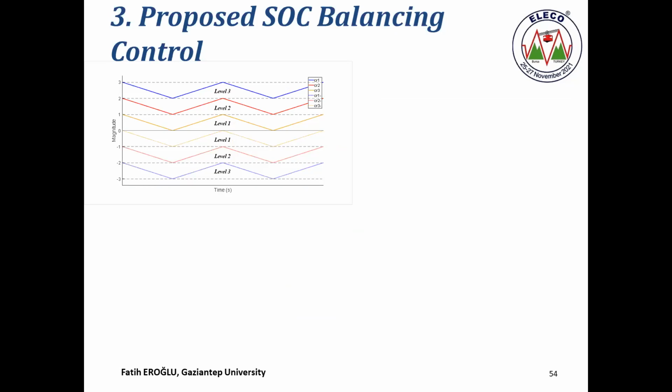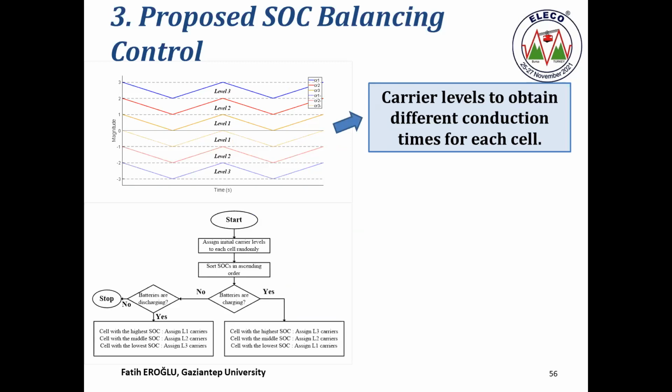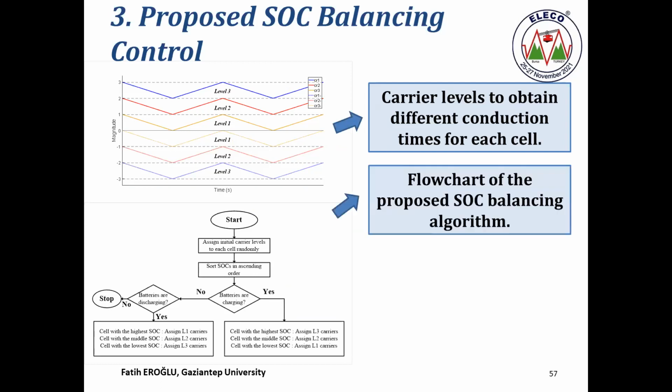This is the zoomed view of the level shifted PWM carriers. As you can see, there are different levels to obtain different conduction times for each cell. And this is the flow chart of the algorithm that we used. Let me explain it briefly. First of all, we initialize the carriers to each cell randomly, and then sort SOCs in ascending order.